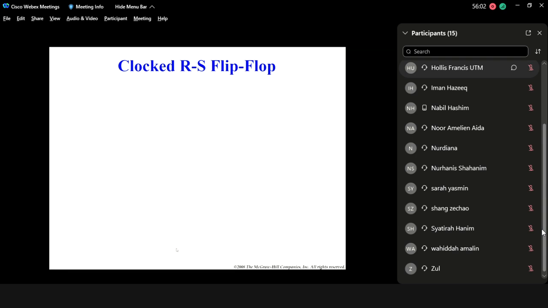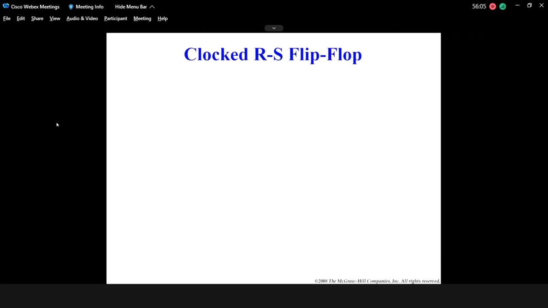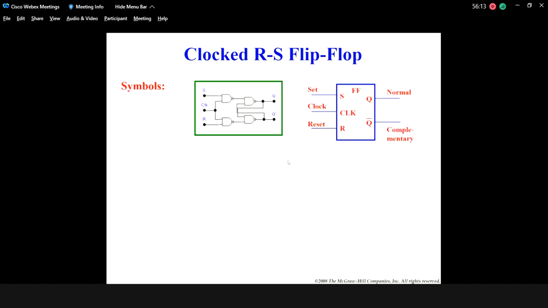After that, we have an extension of the RS flip-flop, which is the clock RS flip-flop. In the clock RS flip-flop, they add two more NAND gates here, and then we have one clock. Clock means a digital pulse with either fixed frequency or based on trigger. Sometimes based on trigger, sometimes based on fixed frequency.